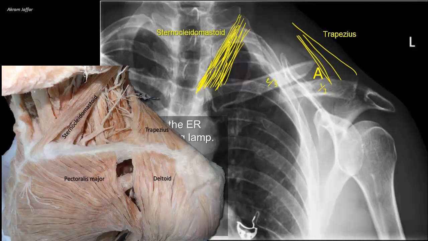We can also note that the lateral fragment is not only depressed but is drawn medially, and this is by shoulder adductors. Principally here is the latissimus dorsi and the pectoralis major muscle, both of them attached to the proximal end of the humerus, to the intertubercular groove and its lips.